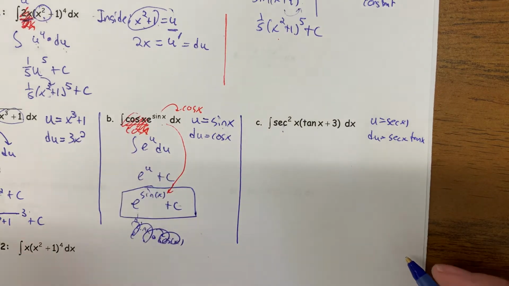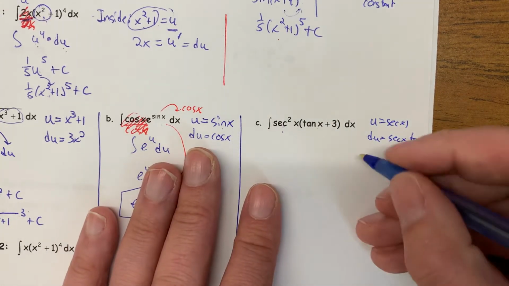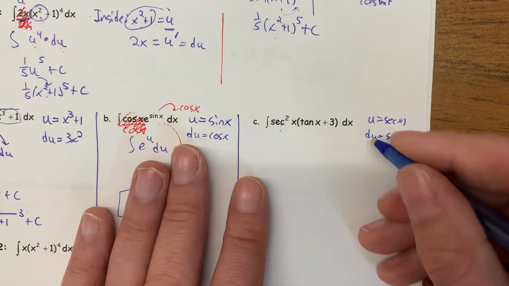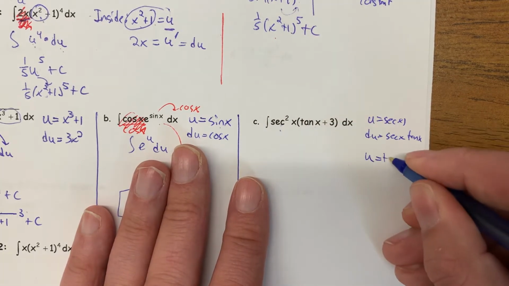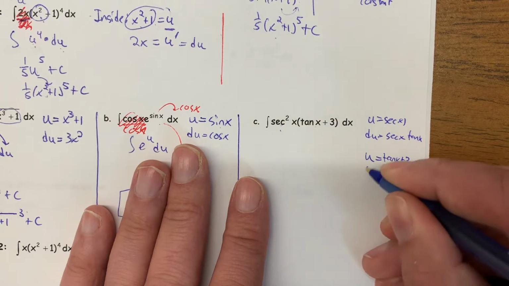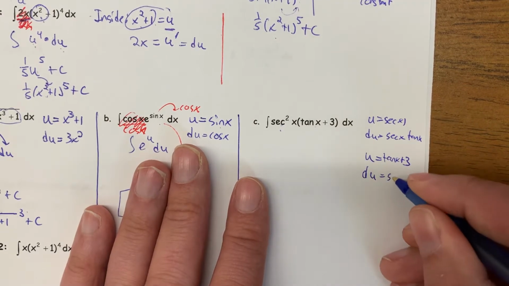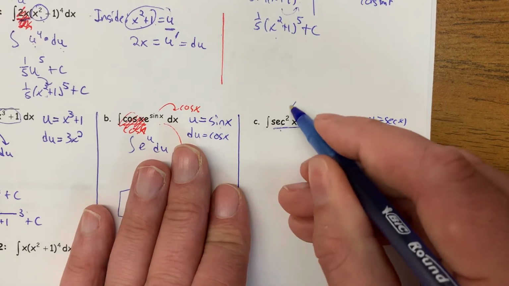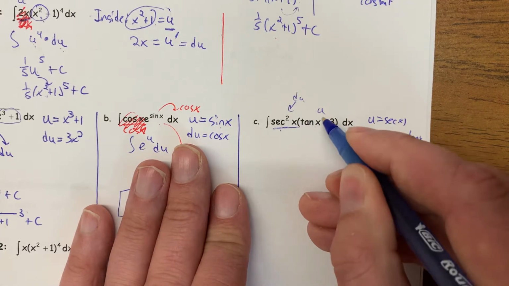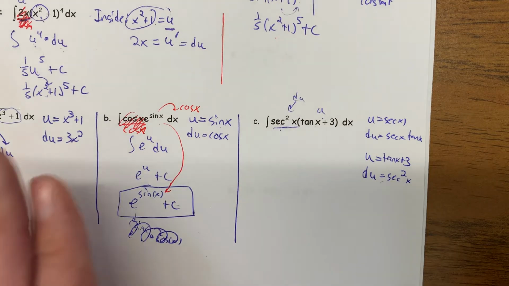And in fact, there is a way to deal with it. It just becomes tricky. The better choice, in fact, I'll show you it in a second. The better choice is u is tangent of x plus 3, because then the derivative of it is secant squared, which is right there. So we have that derivative here if we call this u. Okay? So go ahead and finish it from here.